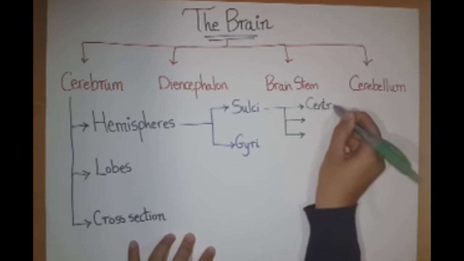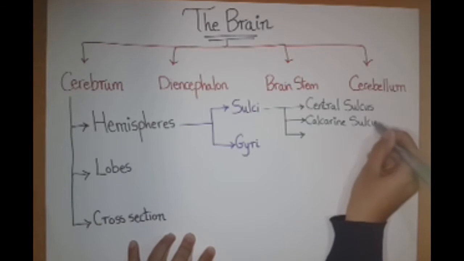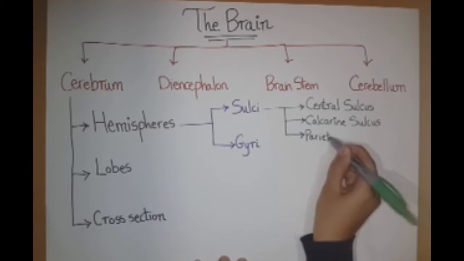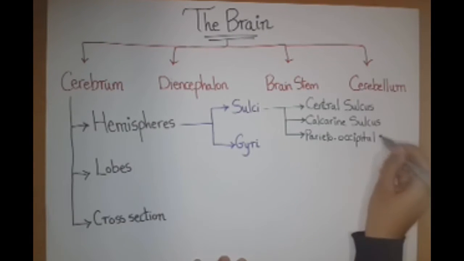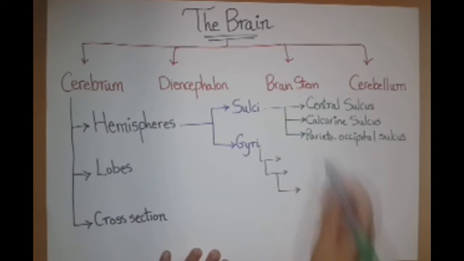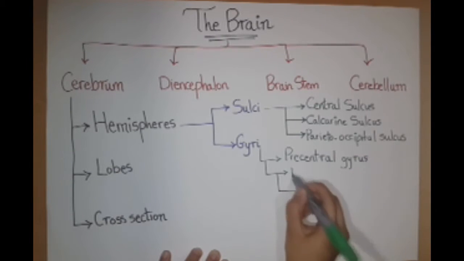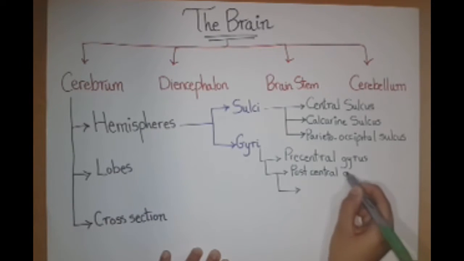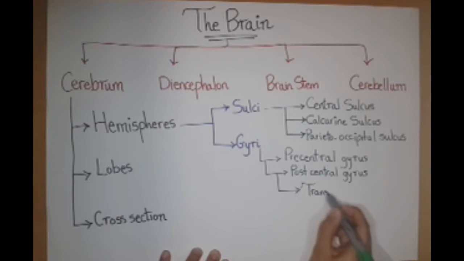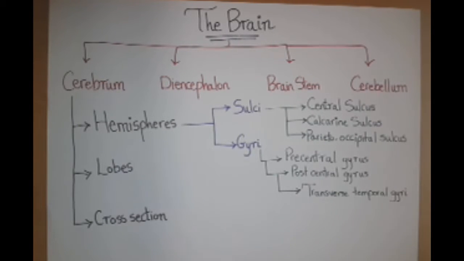So for the sulci, we have 3 major types. We have the central sulcus, the calcarine sulcus, and the parieto-occipital sulcus. While for the gyri, we also have 3 different kinds. We have the precentral gyrus, the postcentral gyrus, and the transverse temporal gyri. Okay, that's for the sulci and gyri of the hemispheres.